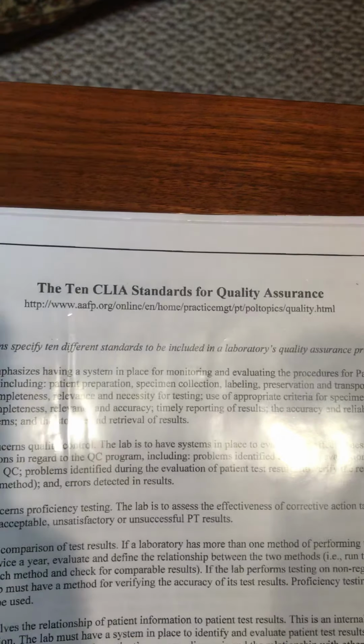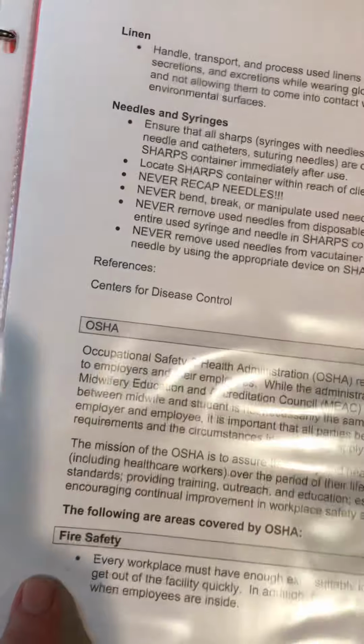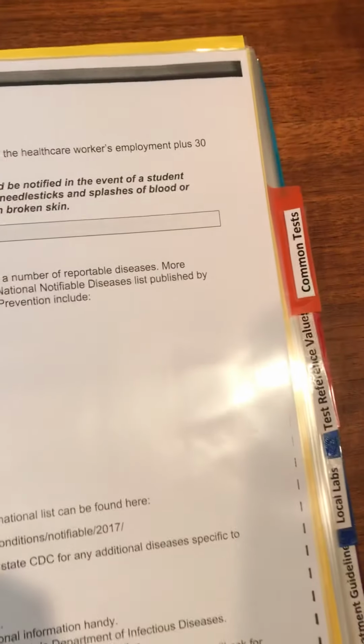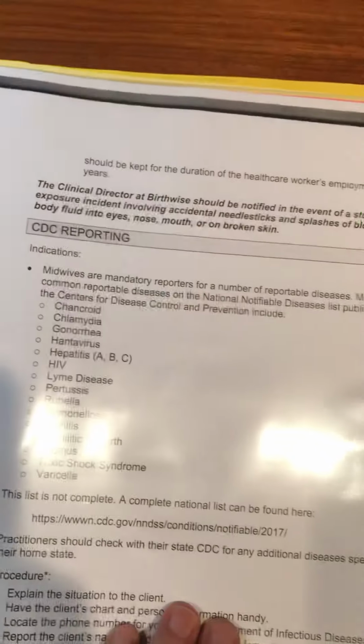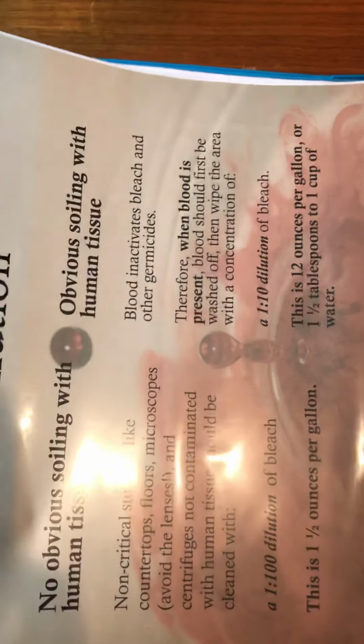I have the 10 CLIA standards for quality assurance. I have professional considerations for universal precautions, which is a couple pages. OSHA standards is here. CDC reporting. I'll show you this page too. Bloodborne pathogens. CDC reporting, just kind of a general overview. And then I have the slide that you gave us regarding how to clean up.